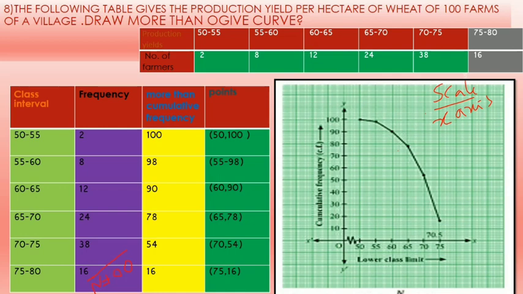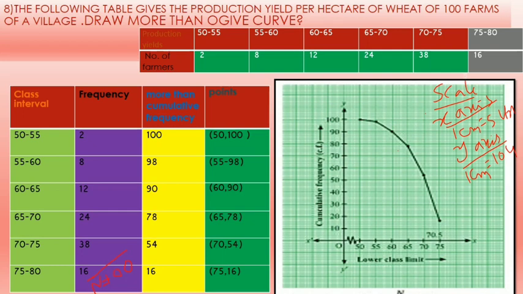So x-axis, 1 centimeter equal to 5 units, and the x-axis is not shown from 1 to 50, because 50 is a large number. That's why I have cut the x-axis and written it starting from 50. So in this way you can shorten the graph paper also. Yes, the diagram also you can shorten.